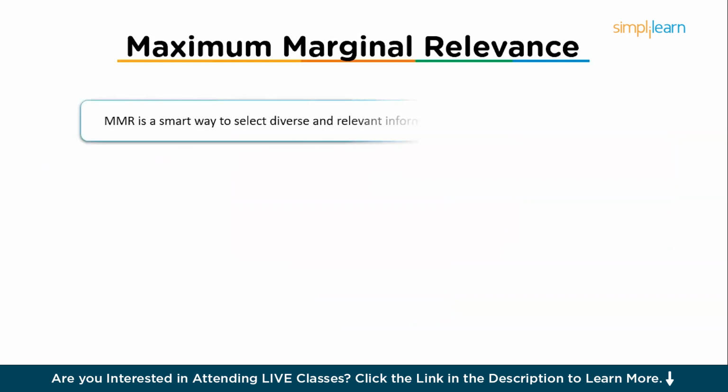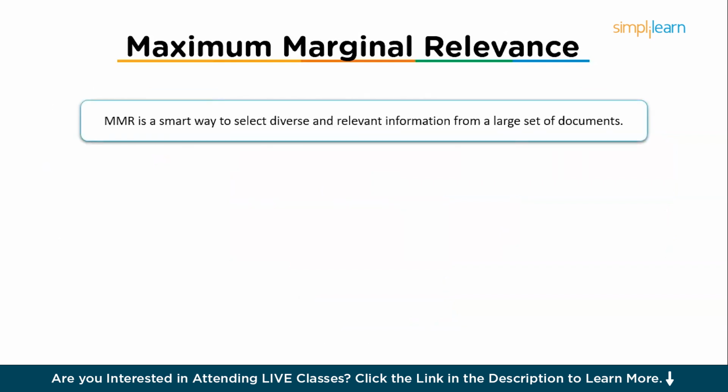The MMR is a smart way to select diverse and relevant information from a large set of documents. Instead of just picking the most similar results, it balances relevance and diversity, ensuring that the retrieved results are not too repetitive. MMR is used in Retrieval-Augmented Generation, that is RAG, to improve the search results by selecting both relevant and diverse documents.